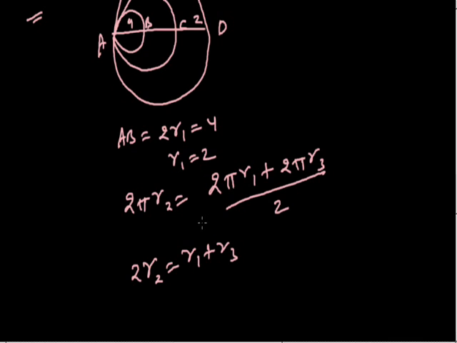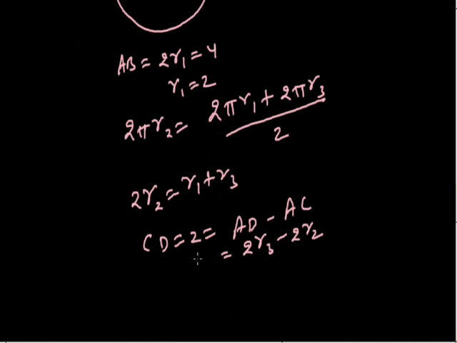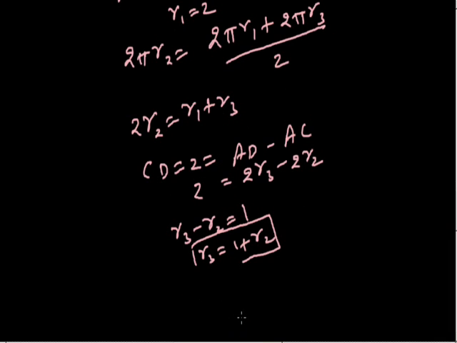Now it is also given that the value of CD, which equals 2, can be found as AD minus AC. The value of AD is twice R3 minus twice R2, which is 2, or we can say R3 minus R2 equals 1, or you can say R3 equals 1 plus R2.